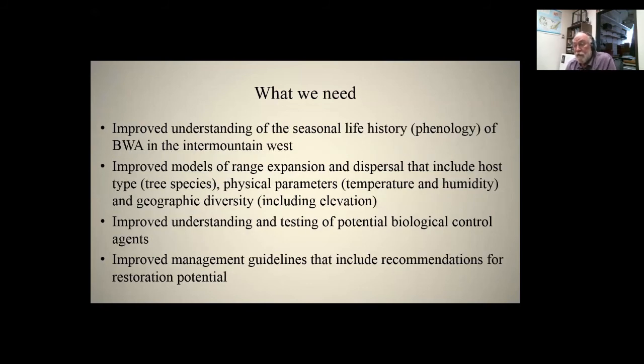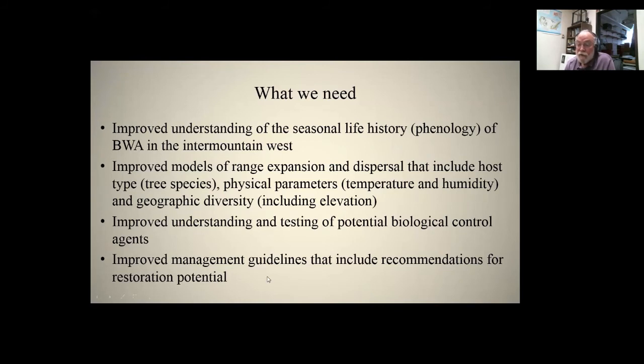We also need to understand the seasonal life history of the insect and put it on an elevational basis with the phenology of its tree host. We need to improve the models of range expansion and dispersal based on host type, the species, the genetics of the species, physical parameters, temperature and humidity is what I think we need to focus on, and geographic diversity, which would be elevation in a lot of the areas.